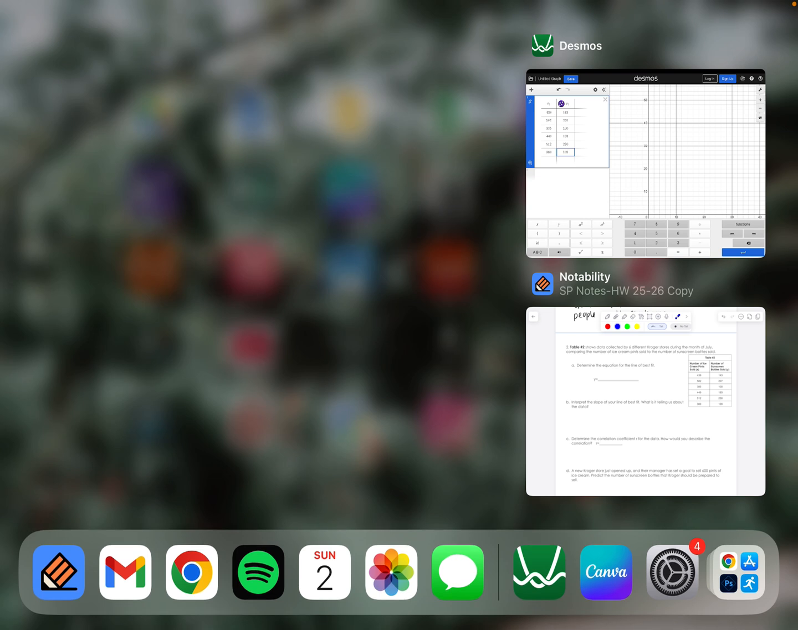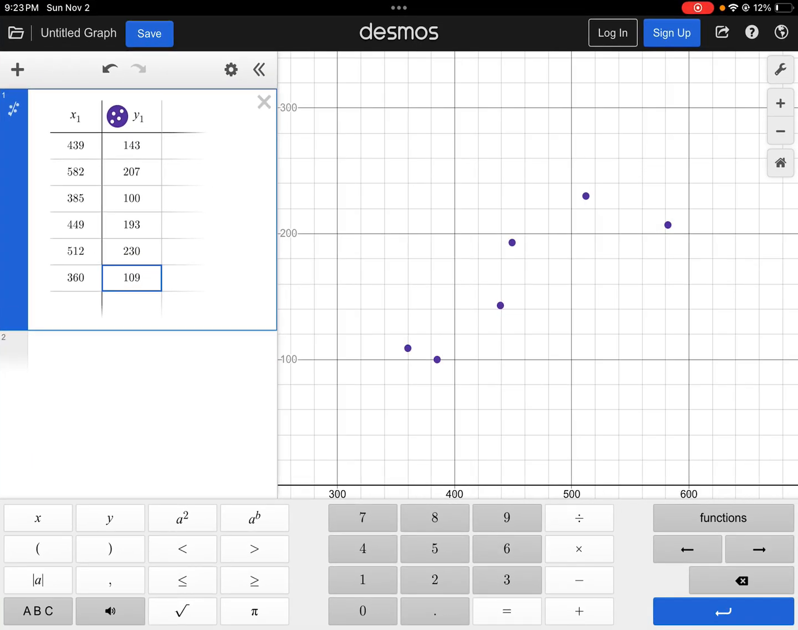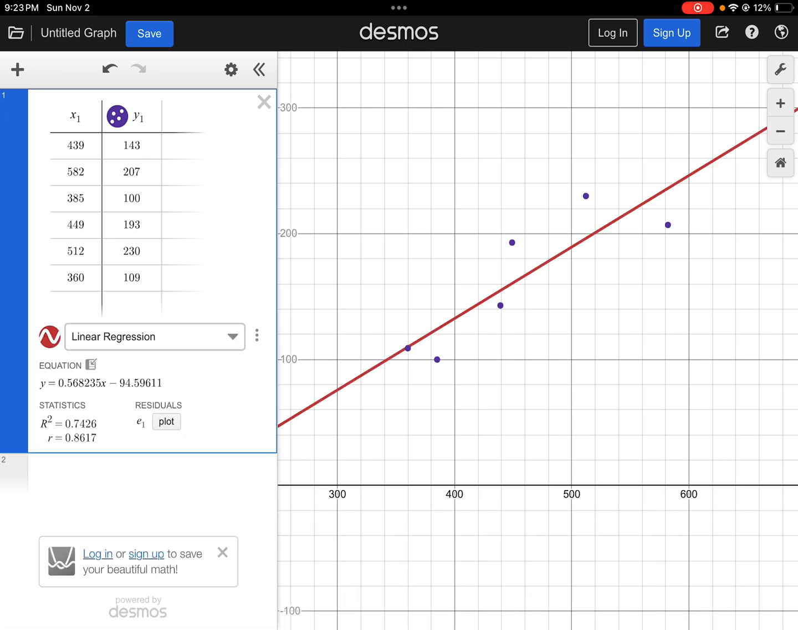Make sure when you type those values in, you double check that you filled them in correctly from your table. Okay. And then once you do that, we can't see the points right now, so we hit the magnifying glass that zooms and fits the data to our graph. And then we hit the line with the dots to get that equation. So here we have the equation y equals, let's round to 2 decimal places, 0.57x minus 94.6. And we have an r value of 0.86.